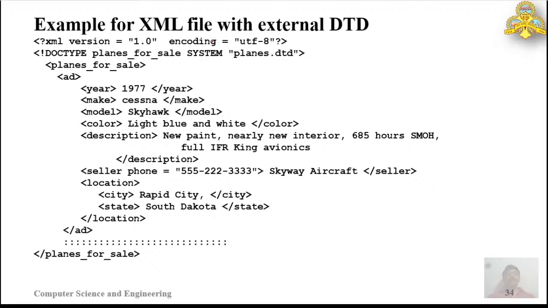See, here is an example of an XML file with external DTD, planes.dtd, that was already explained in the previous slide. Planes for sale is the root element name, and then advertisement details and other information. Observe that AD is one piece of information. Such advertisement tags can be many, so it is AD plus.